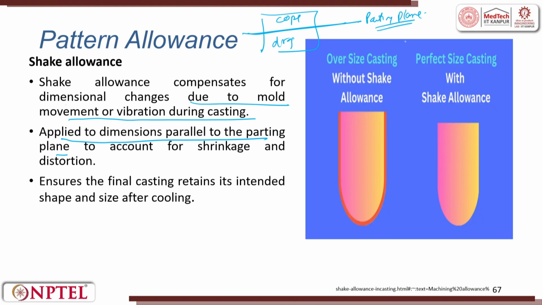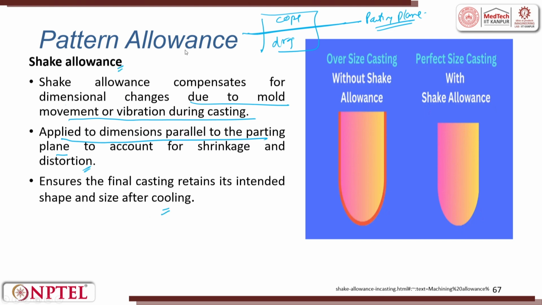Identifying a parting plane for the part is very difficult, and it is very crucial. The moment you have decided your parting plane, the overall strength of the part depends on it. Shake allowance is applied to the dimensions parallel to the parting plane to account for shrinkage and distortion. It ensures the final casting retains its intended shape and size after cooling. We give a shake allowance.